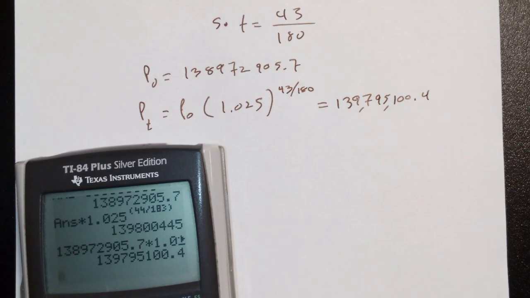Was 800,000, now it's 795,000. Difference of about $5,000. Now that's on $100 million, right? So 5,000 out of 100 million is fractions of a percentage.